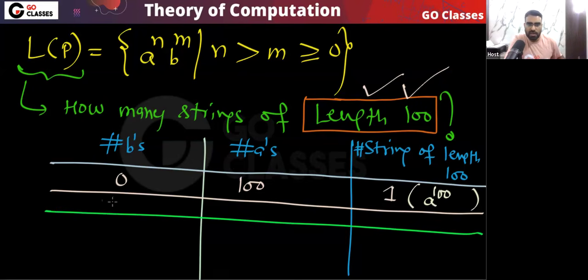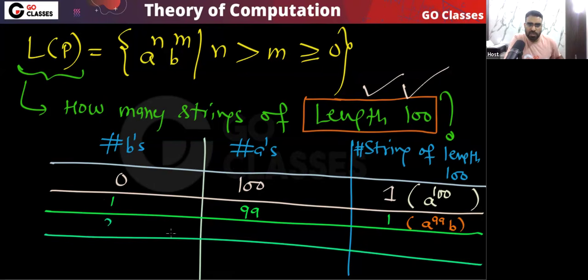Okay, so now you tell me, if the number of b is 1, then how many a's will be there? That will be 99. How many such strings? Only one such string will be there, and that string will be a power 99 b. Now if the number of b is 2, then there will be 98 a's, because I want length 100 strings. So only one such string will be there, a power 98 b power 2, and so on.